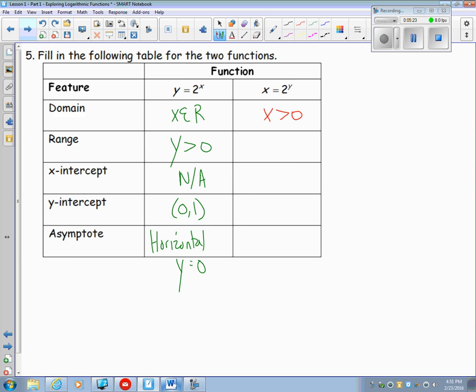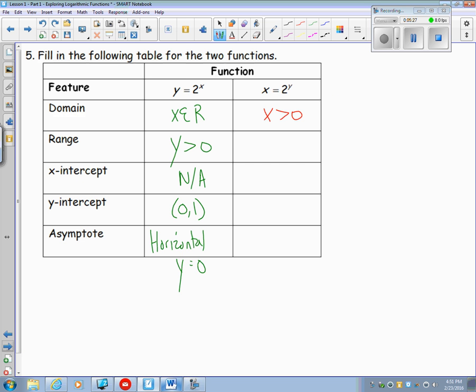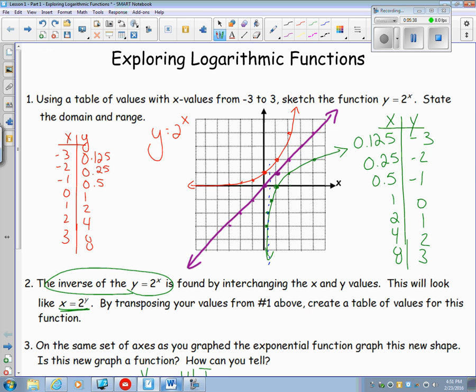The range, well, up and down, it seems to be going up and down forever and ever. So this time it's going to be y is all real numbers. And yes, I know these colors are backwards. Don't stress too much about that. The x-intercept of the green one is right here, this dot. So (1, 0).